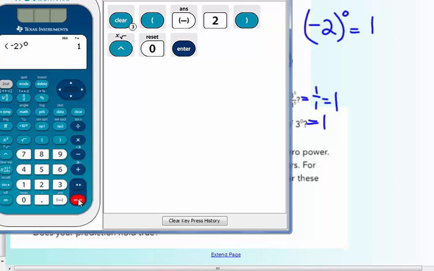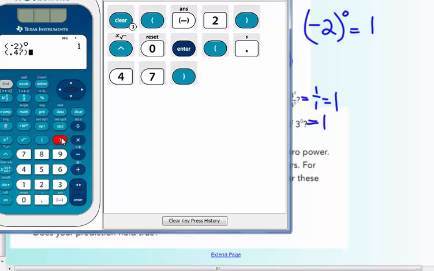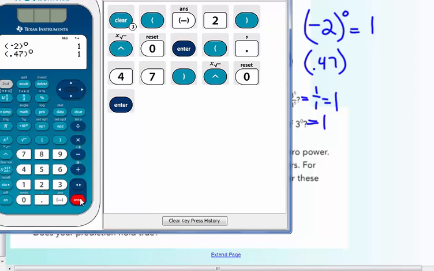It says try any number. What if we try a rational number? How about something like, let's say 47 hundredths. Put it in parentheses, hit my power key, raise to the 0 power. Is it going to be a decimal answer? No, it's going to be 1. So 47 hundredths, a rational number, which -2 is an integer, also a rational number. Rational numbers raised to the 0 power equal 1.